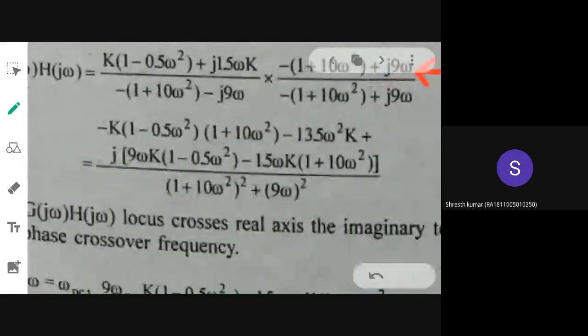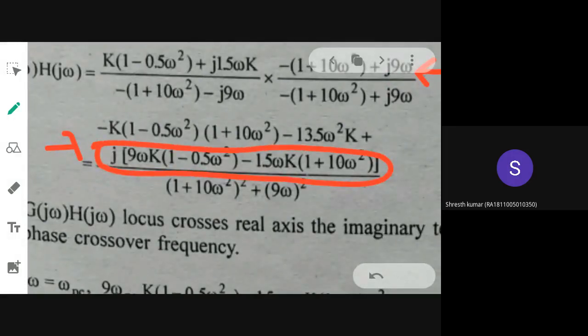So this is the final equation that they have got, where the imaginary part, as you can see, is the coefficient of this j term. They will be equating that to 0, finding out the omega value, that will be omega pc. That omega pc they are going to substitute in the real part. The real part is given here, and they will be finding out what is the crossing point, as per the usual procedure.